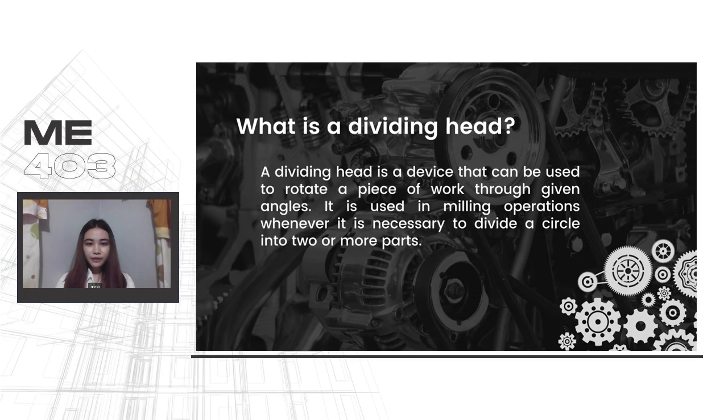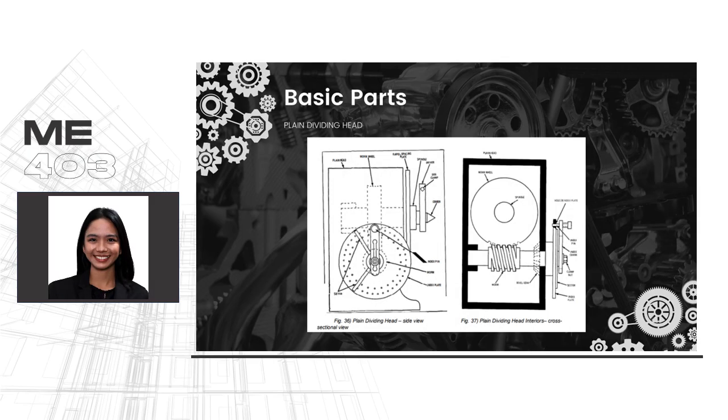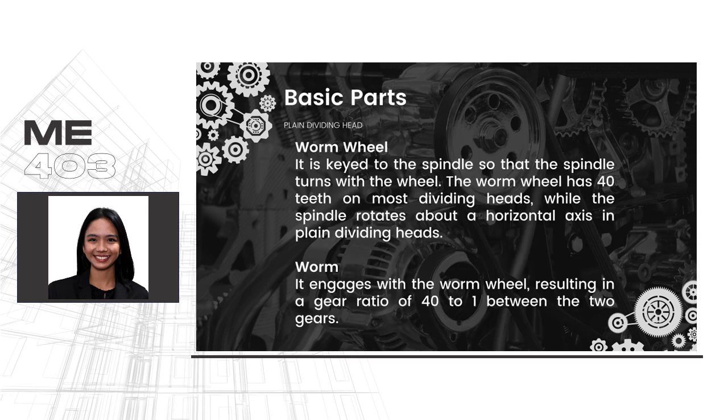Moving on to the milling dividing heads, which are used to rotate a piece of work through angles, commonly on dividing a circle into equal parts. These heads are classified as plain, universal, and helical. The worm wheel, with 40 teeth, is keyed to the spindle for co-rotation, on which the worm operates with the worm wheel at a 40:1 gear ratio.